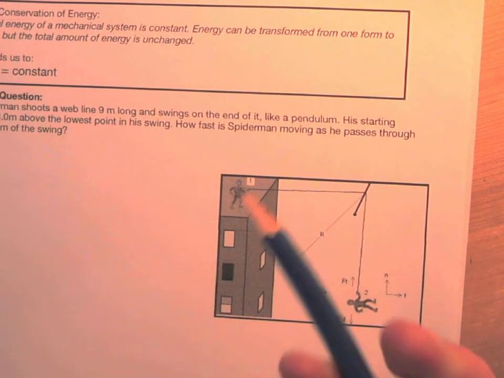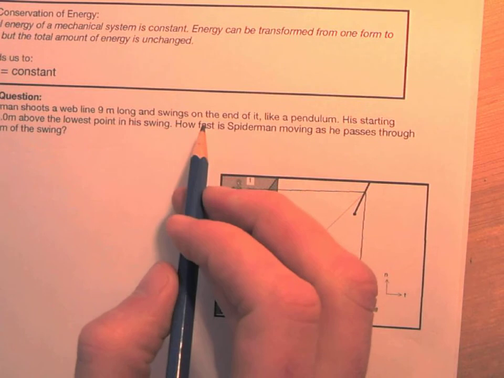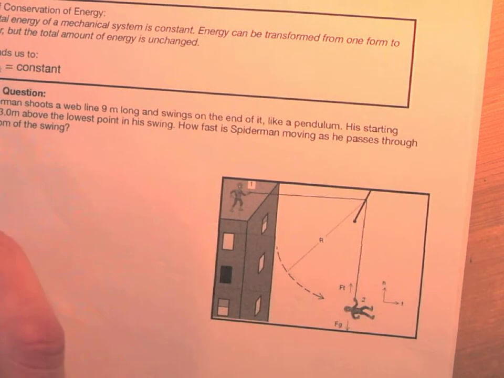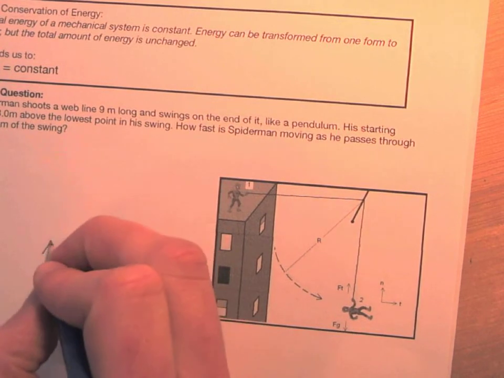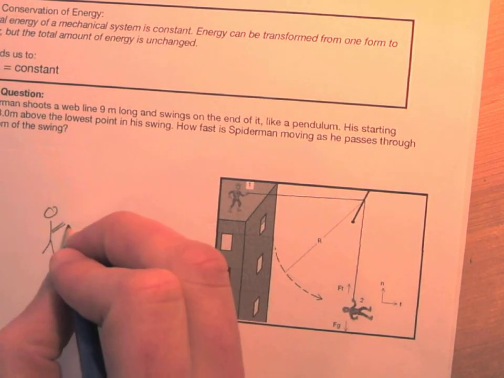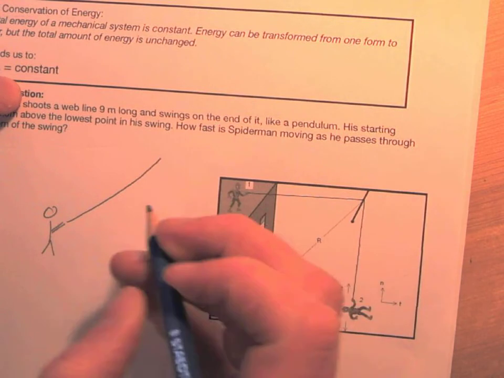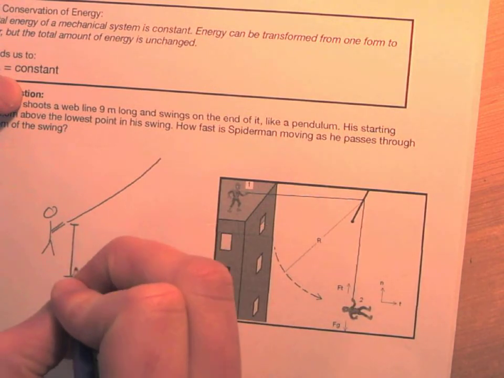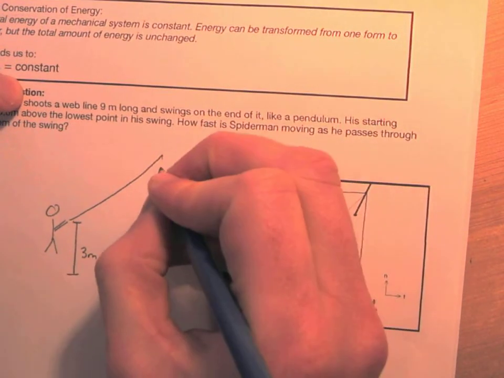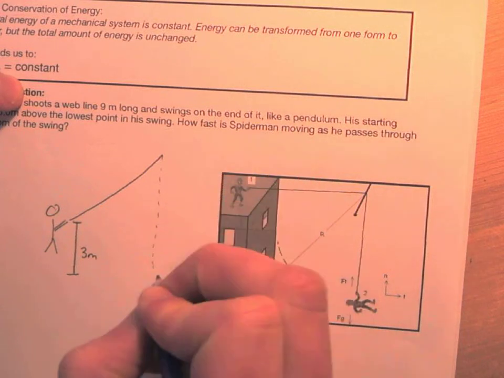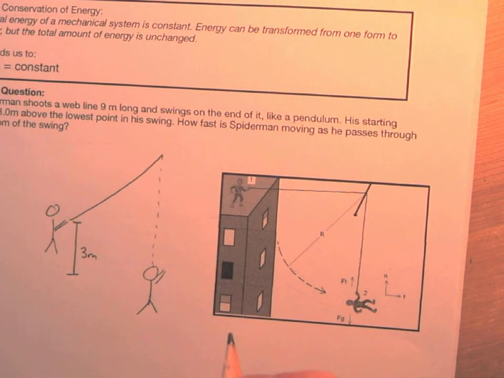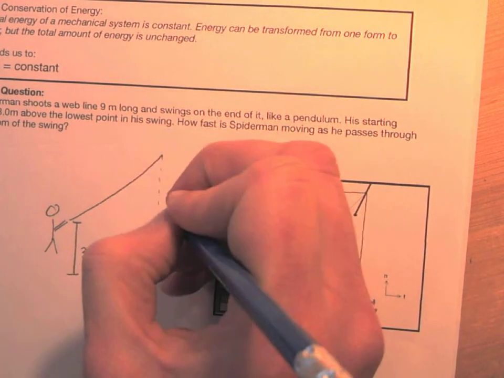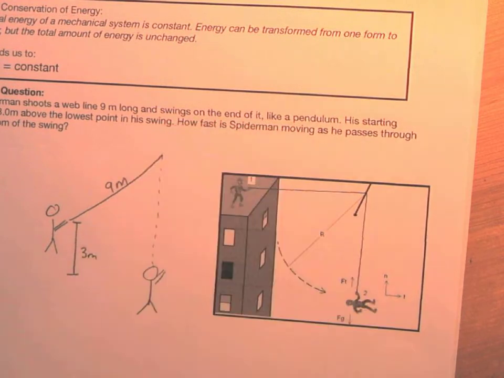Spider-Man shoots a web line 9 meters long. Swings at the end of it like a pendulum. His starting point is 3 meters above the lowest point of his swing. So you have Spider-Man, his rope, he's 3 meters above the lowest spot. So he's going to end up around here. 9 meters long is our pendulum.